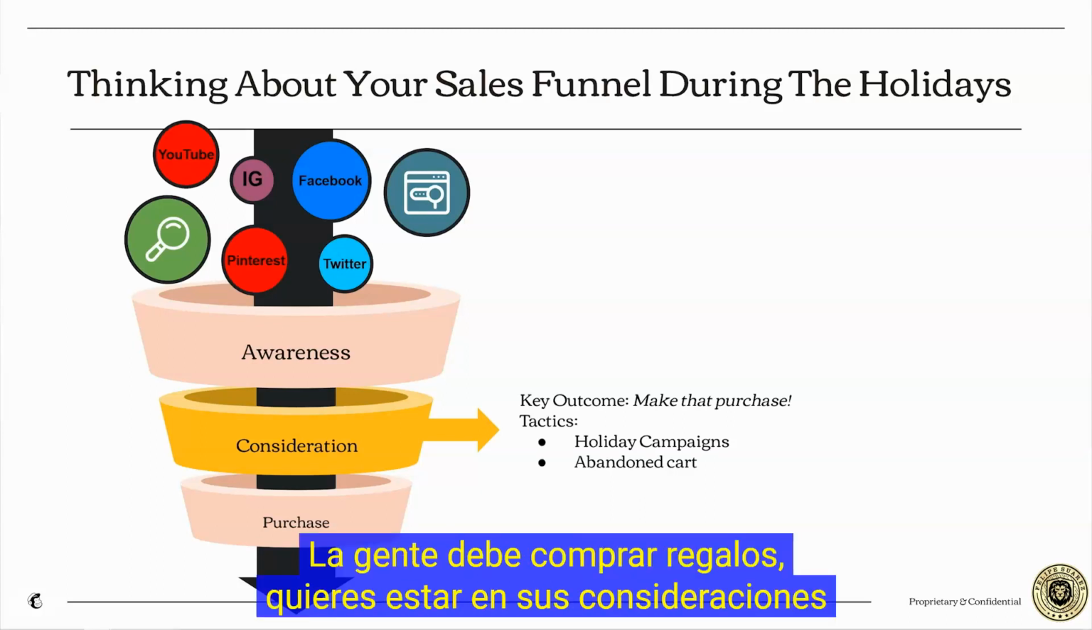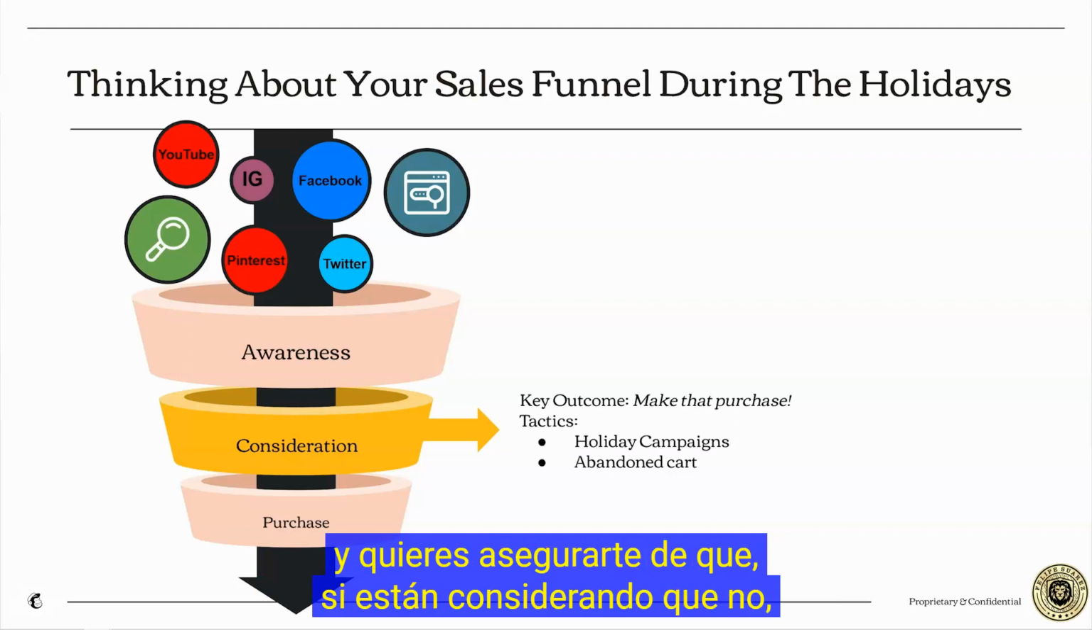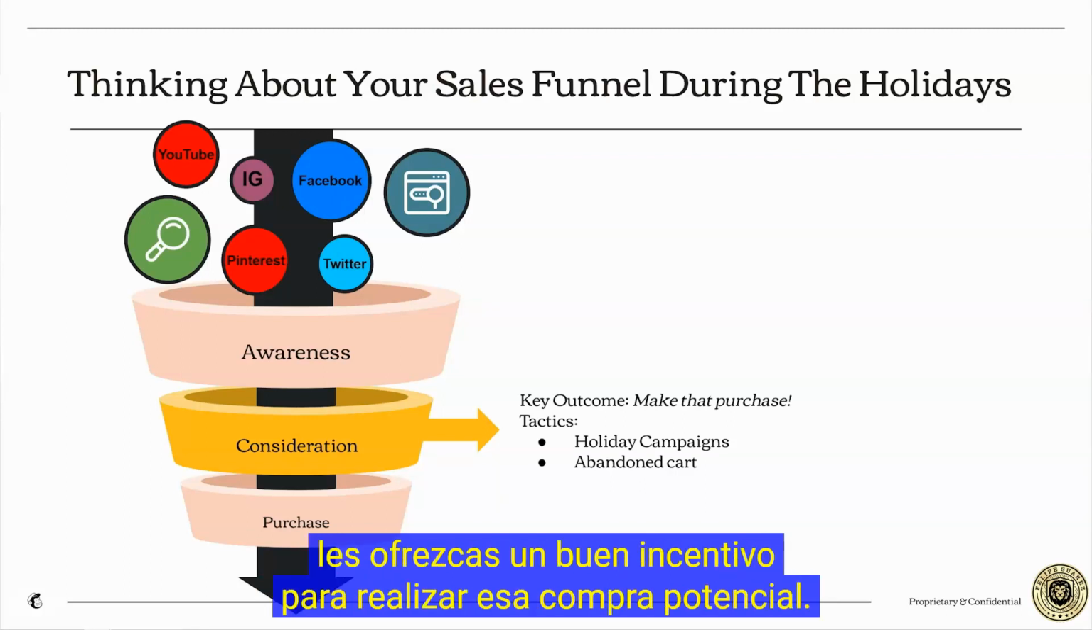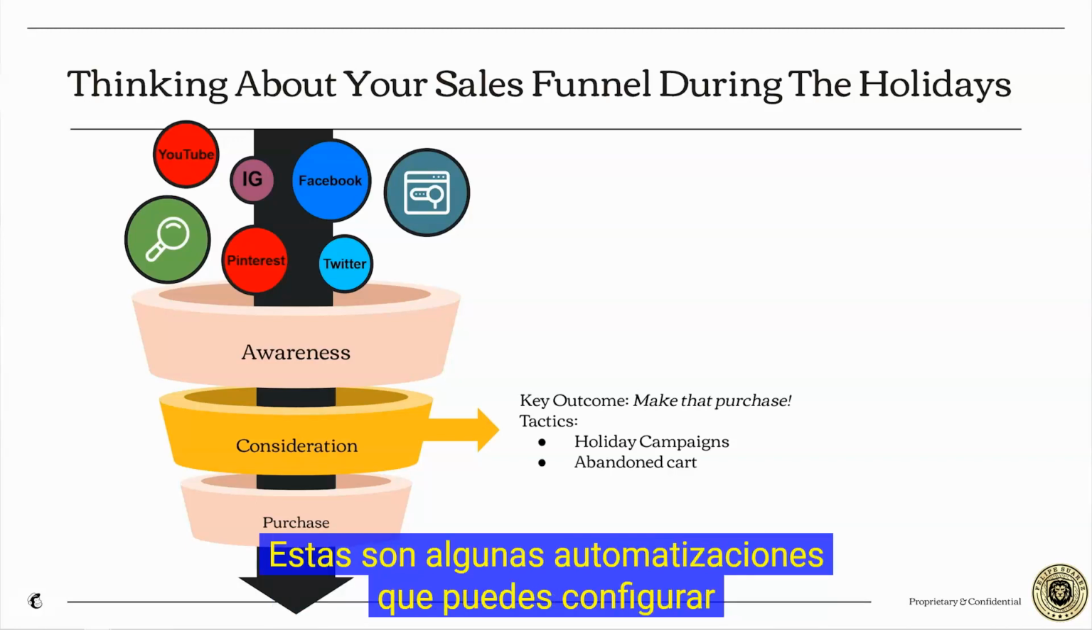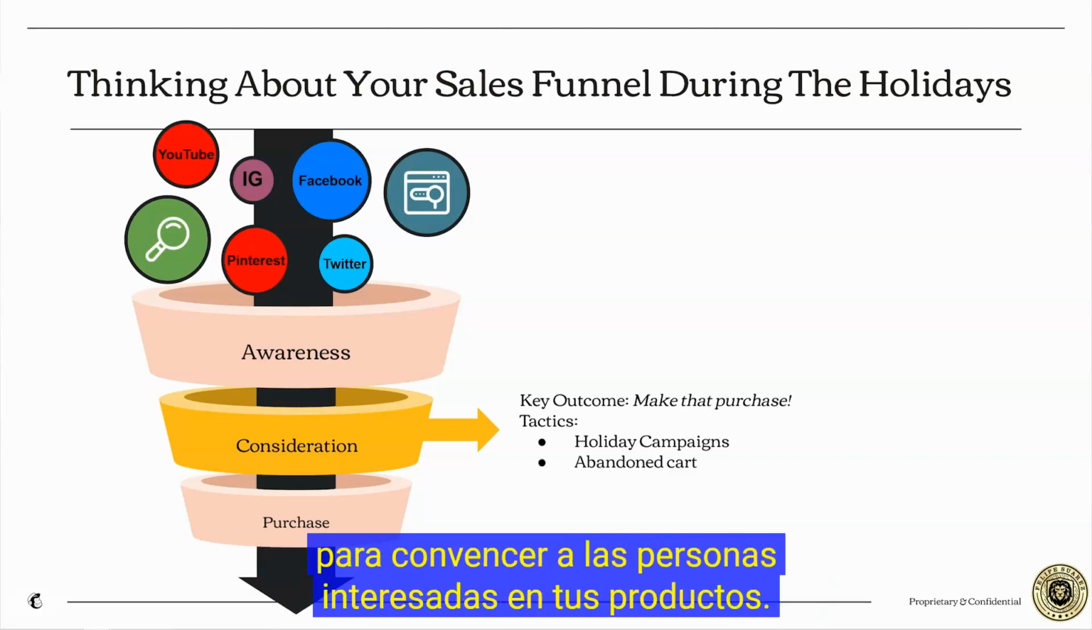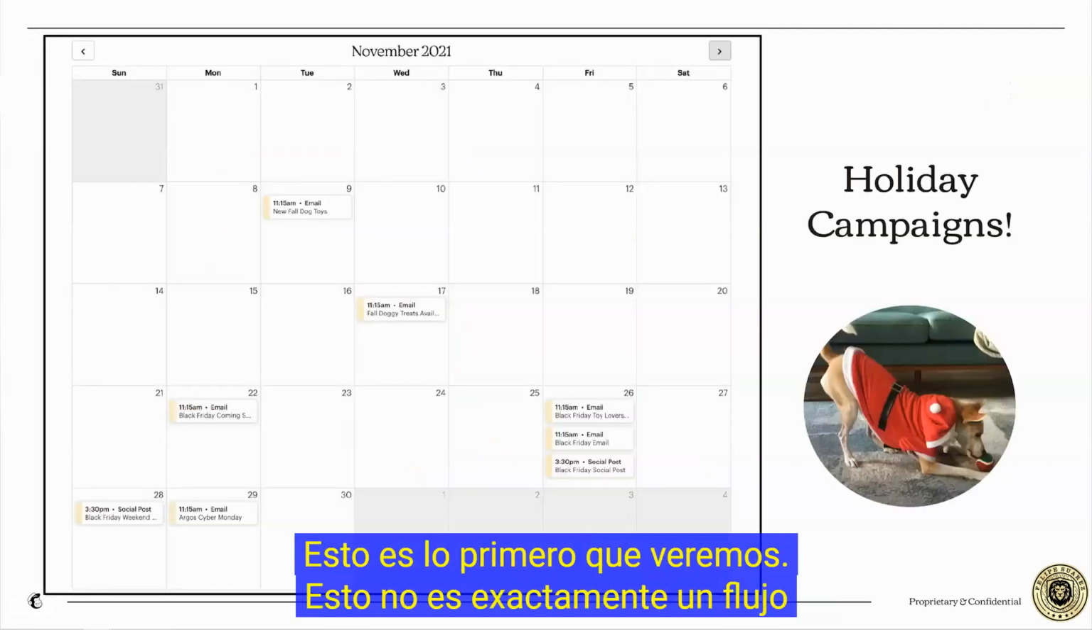You want to be in the consideration set, and you want to make sure that if they are considering you, you're giving them ample incentive to finalize that purchase, to convert. So here are some automations you can set up so you're ready to convert people who show interest in your products. This is the first thing that we're going to look at.